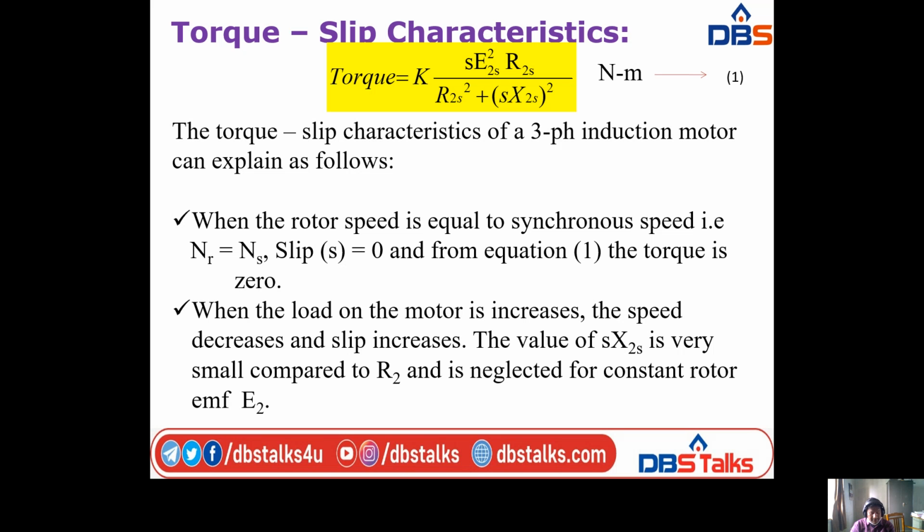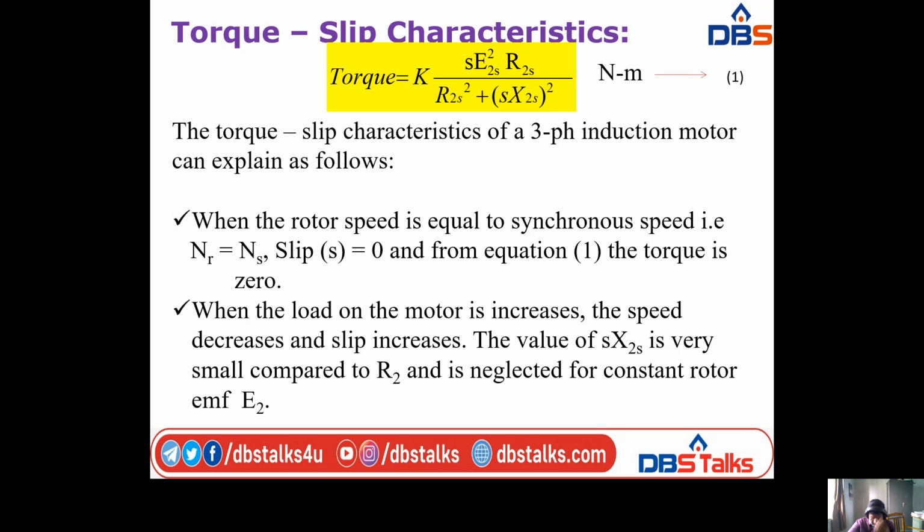Next, go for another important term: the condition for maximum torque and the equation of maximum torque of a three-phase induction motor. You know the full load torque is 3 by 2 pi ns into S E2 square R2 by R2 square plus SX2 square. To get the condition for maximum torque, differentiate the above equation with respect to slip and equate to 0. Then we get R2 is equal to SX2, that is Sm is equal to R2 by X2.